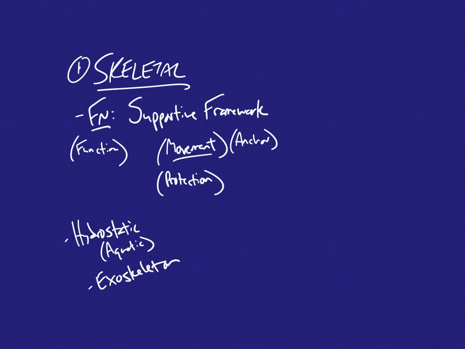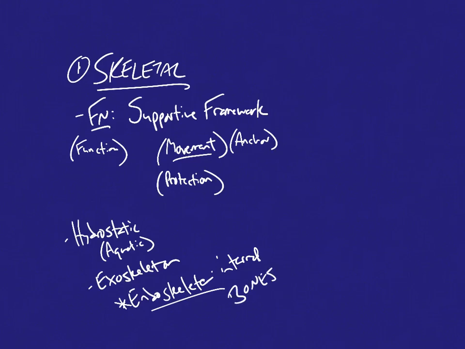Now, what we have is an endoskeleton, an internal bony skeleton. So an internal skeleton, and this consists of bones and cartilage. Cartilage being a lot more flexible than bone, but this again serves as our framework.